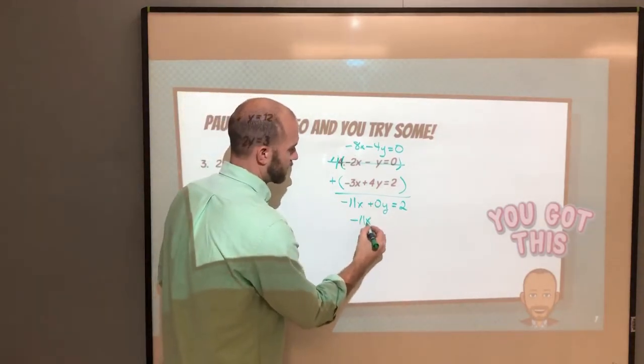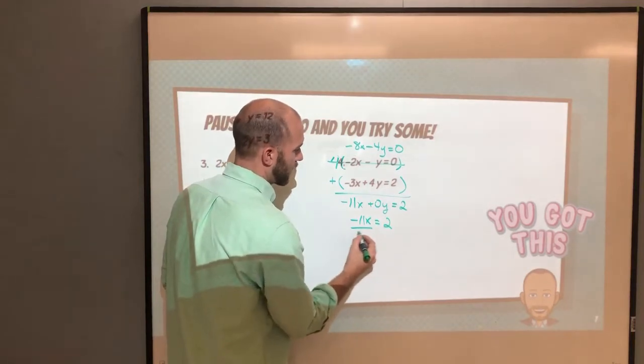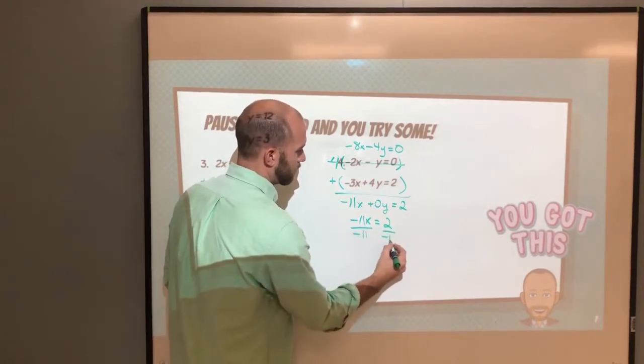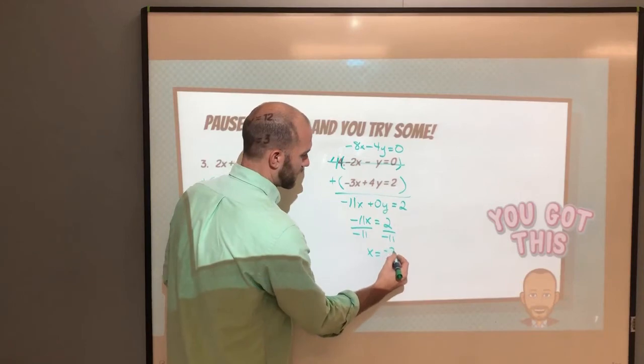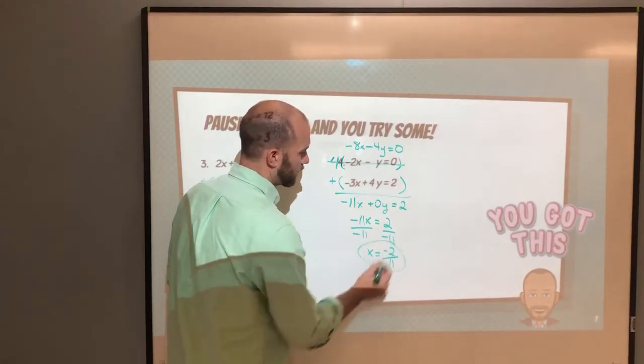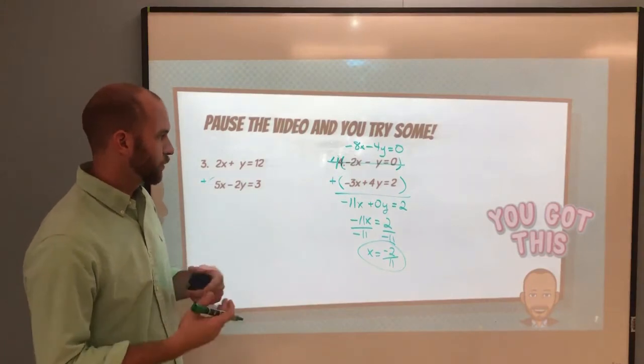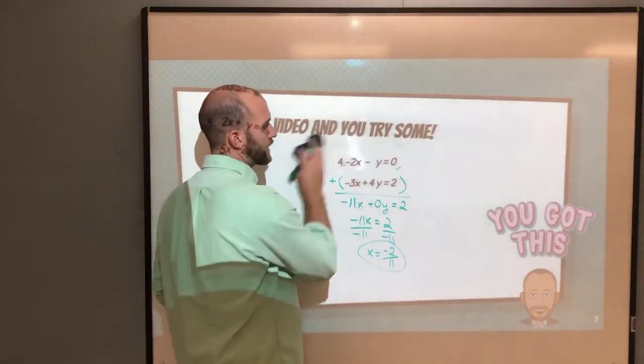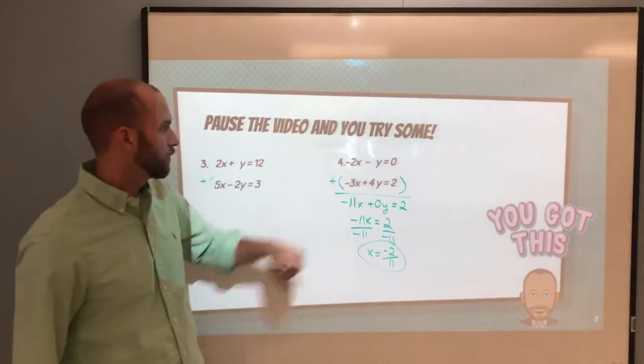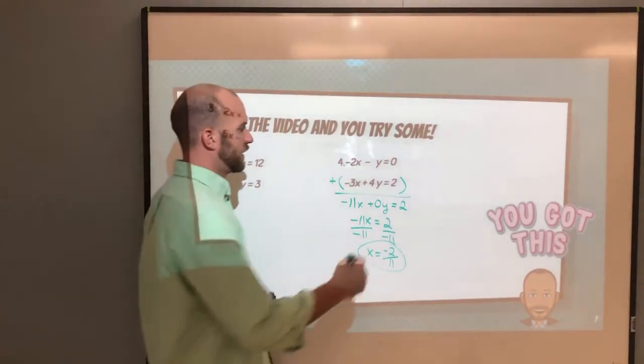Negative 11x equals 2. We can divide both sides by negative 11. So x equals negative 2 elevenths. Now let's take this back in here and substitute that for x. We can solve for y. I'm going to again use this top equation because I don't have any coefficients with y. It'll be a little bit easier to solve.